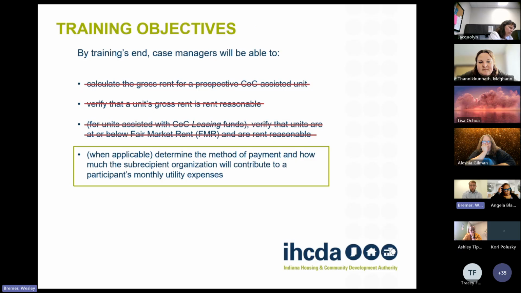Now we're going to talk utility reimbursements. And this was the coolest discovery I made in preparing for this. A very cool HUD notice that I think is a great resource for many of us on the call. So we'll speak to that part now.